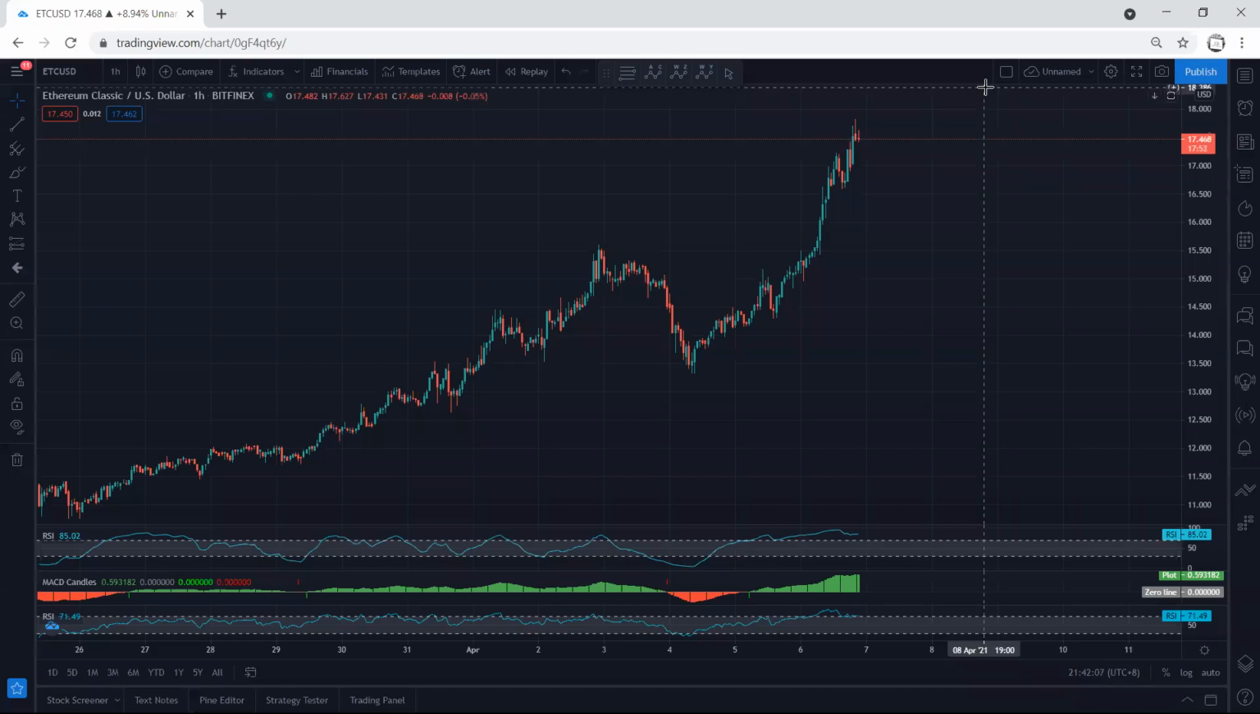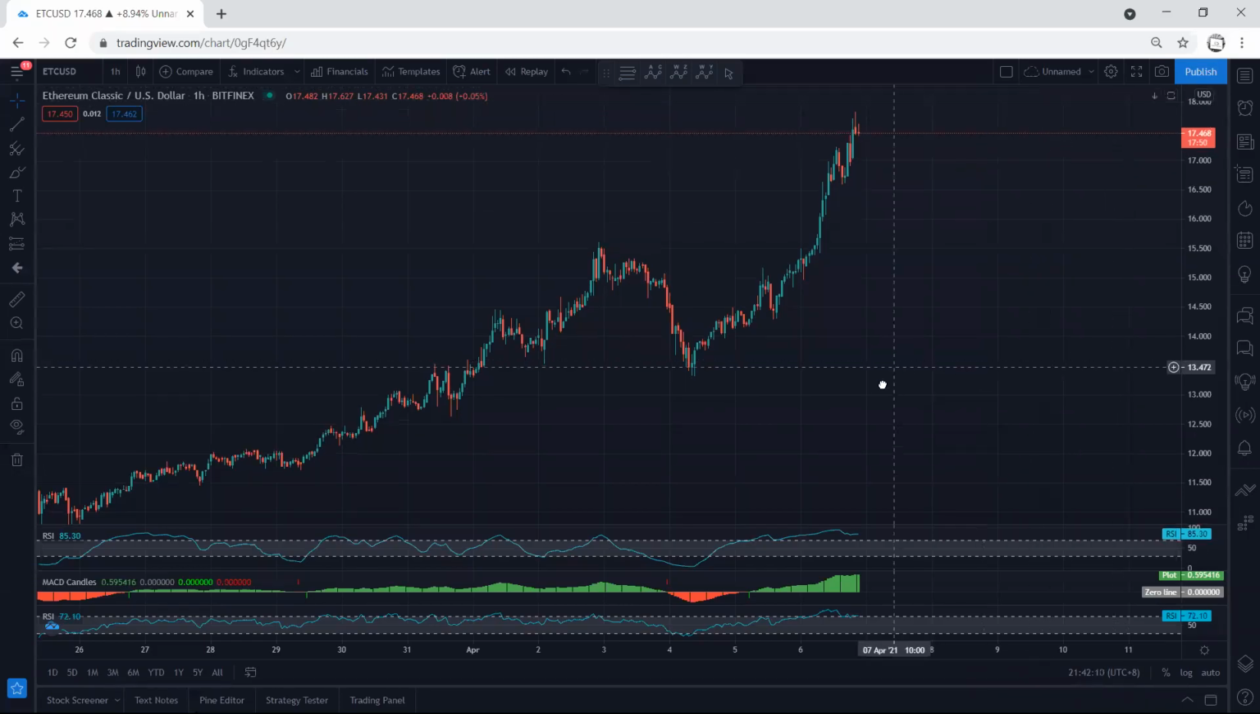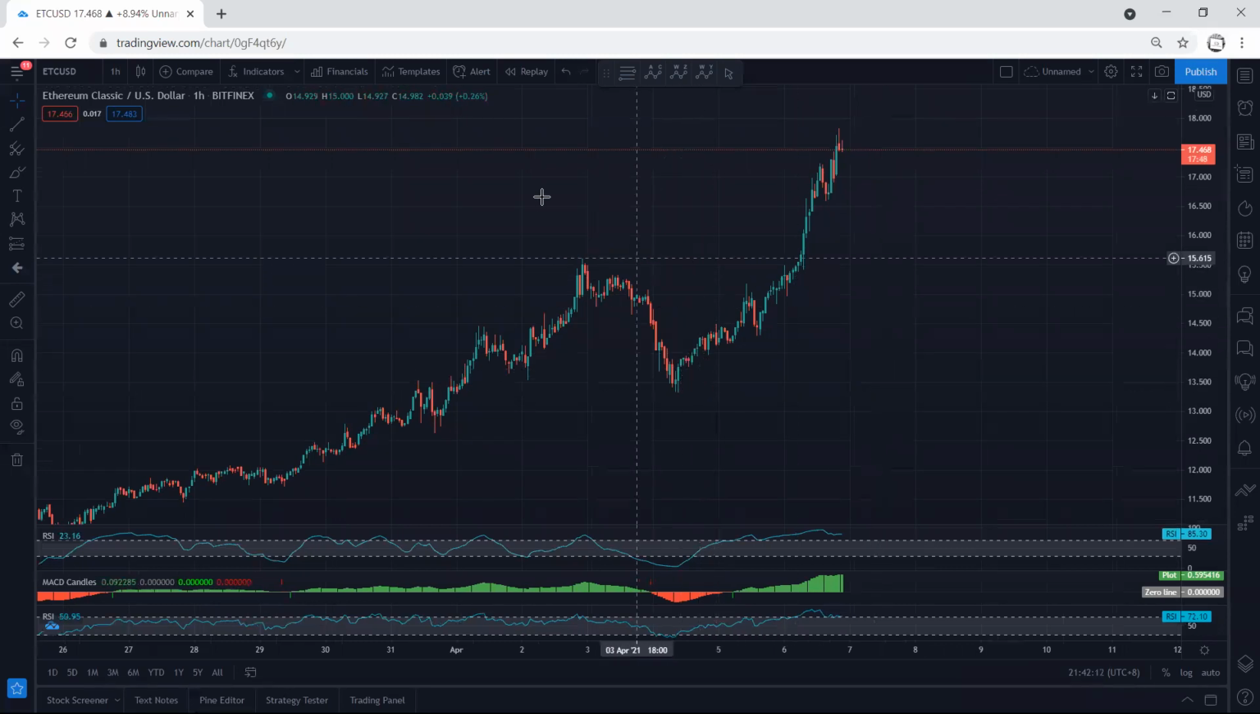ETC, we start with 1 hour chart. Okay, if we refer to our analysis, we have been looking for buy, but when the price was here, we mentioned the way it's moving, we cannot get the proper trade setup because we mentioned we have to wait for the breakout of the stop.